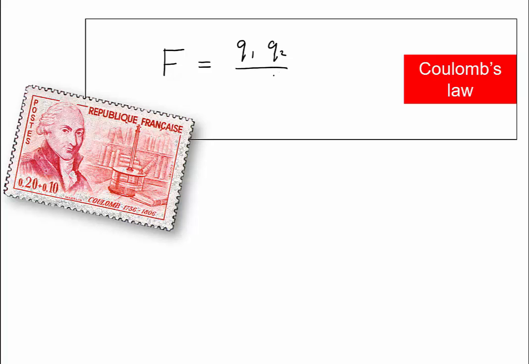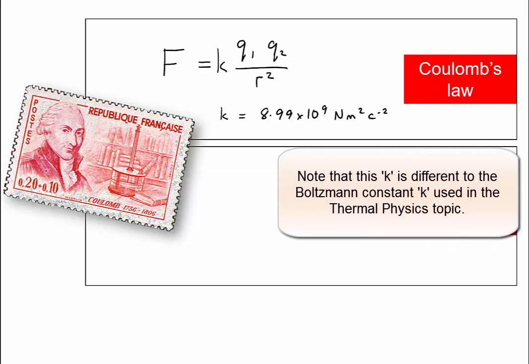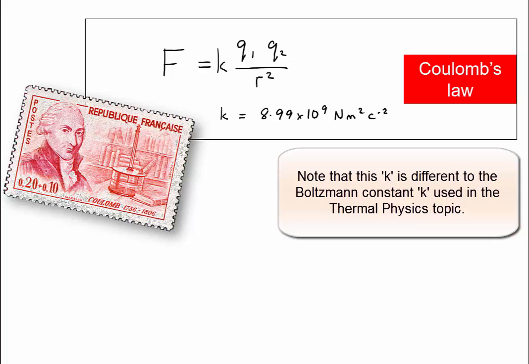It is also inversely proportional to the square of the distance between those two charges. And it has a constant out the front which is known as K, and K is equal to a value of 8.99 by 10 to the 9 newton metres squared per coulomb squared. You can work that out from looking at the units of each of these values here. This is called the Coulomb constant.